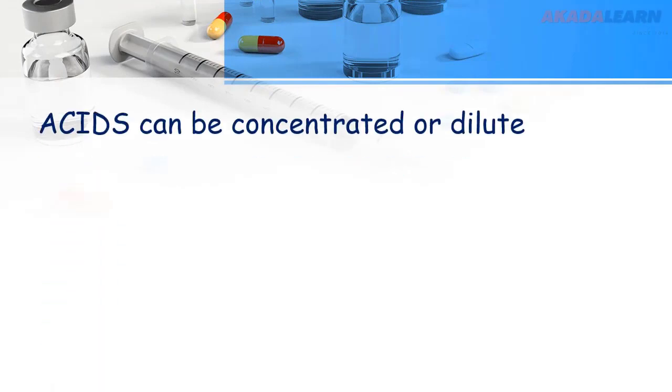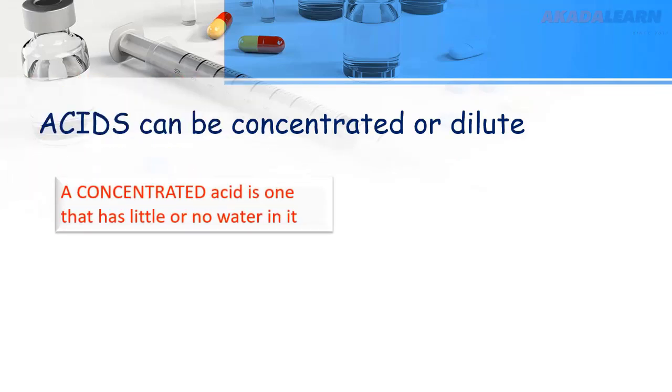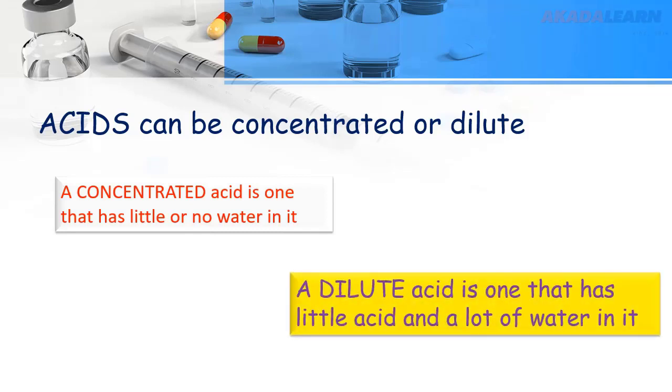Now, acids can be concentrated or dilute. By this, we mean that a concentrated acid is one that has little or no water in it, while a dilute acid is one that has little acid and a lot of water in it.